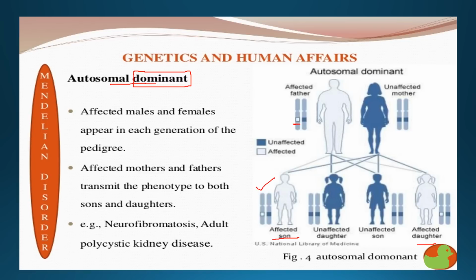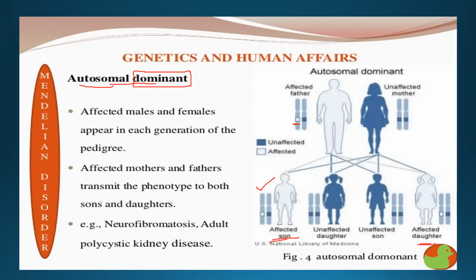What type of dominant disease is it? It is autosomal dominant. It is present on the autosomes. If they are present on the autosomes, both the sexes are equally affected. So randomly, whoever inherits it, it may be the male or the female. Both of them are affected.